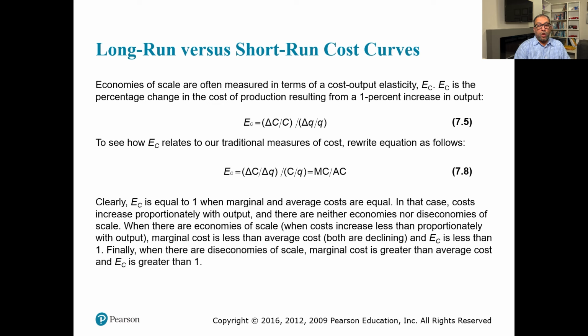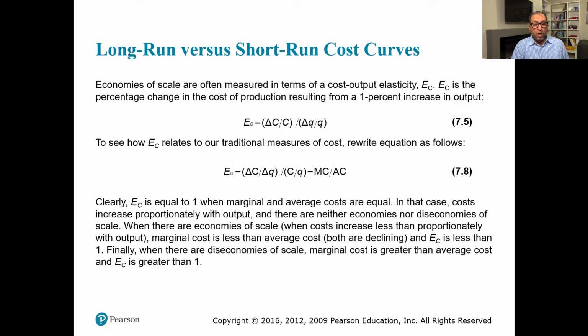Economies of scale are often measured in terms of cost-output elasticity, EC. Cost-output elasticity is the percentage change in cost of production resulting from a 1% increase in output. So ΔC over C divided by ΔQ over Q. So that's the cost-output elasticity.